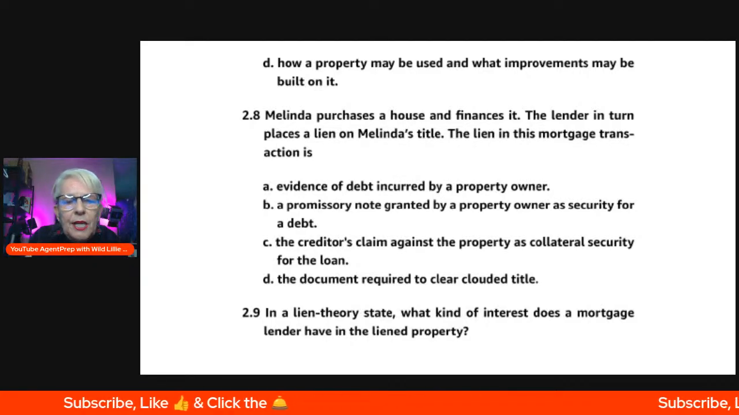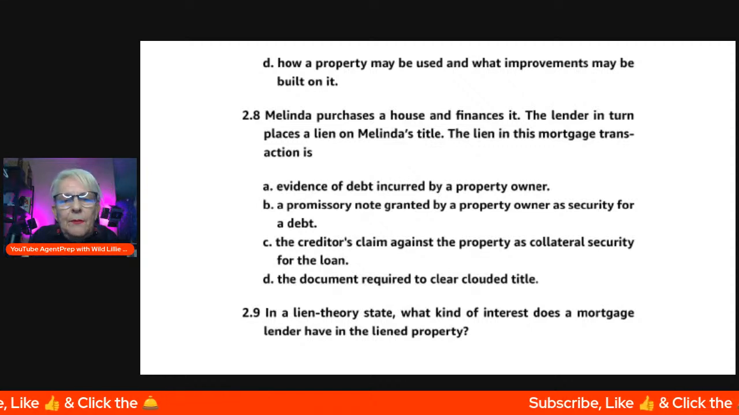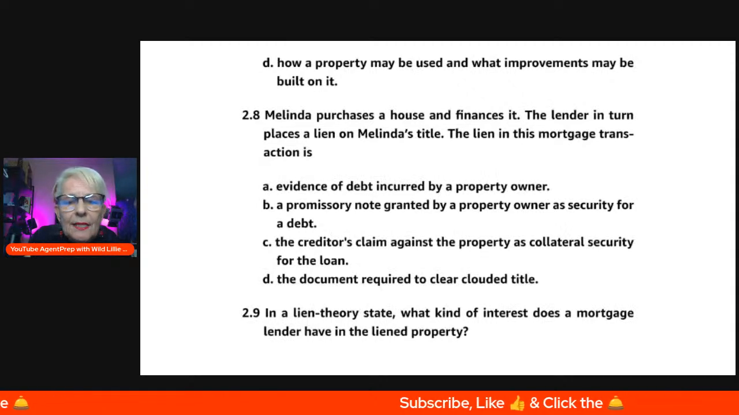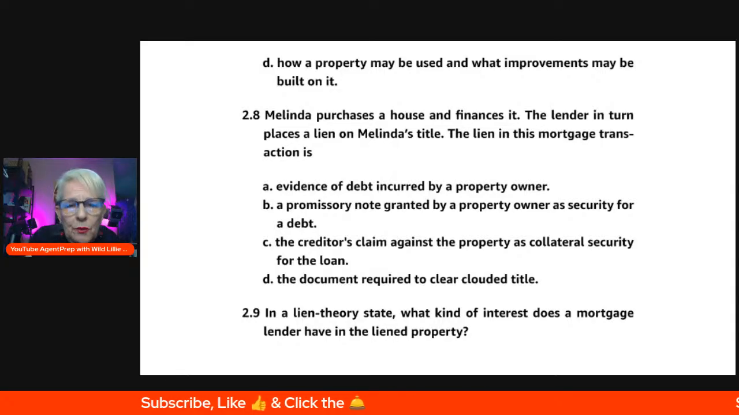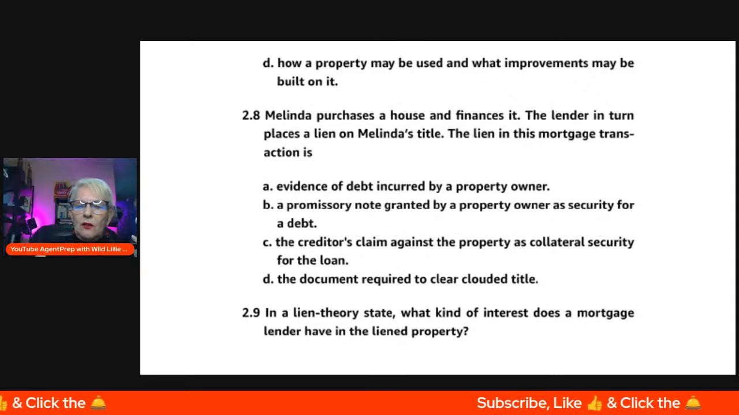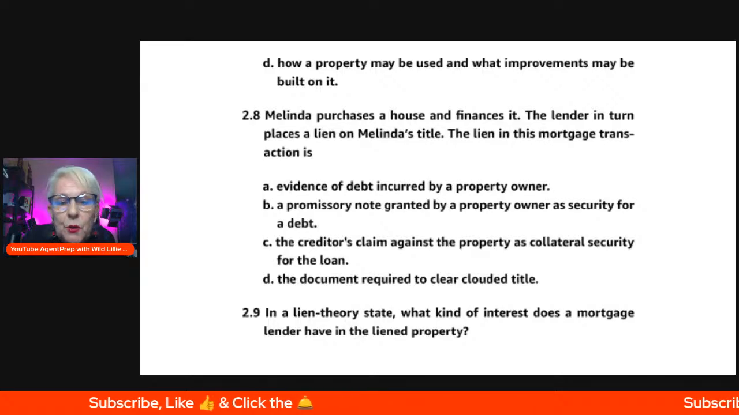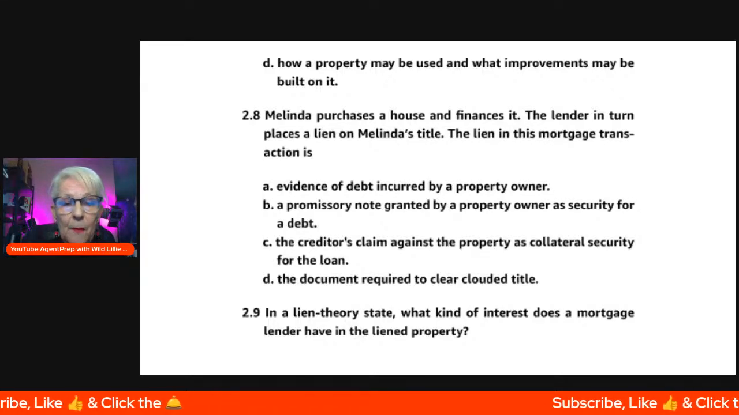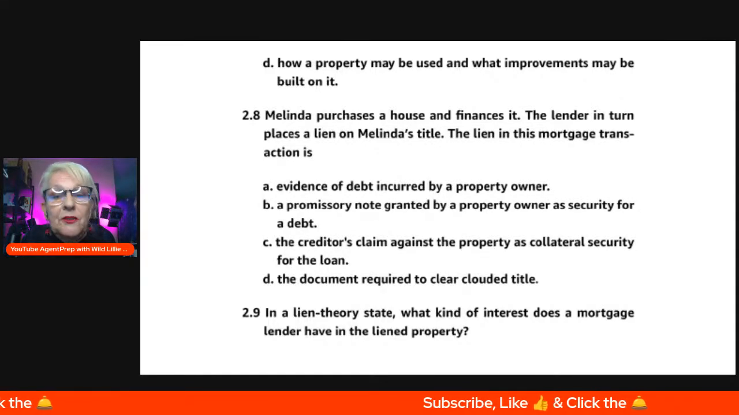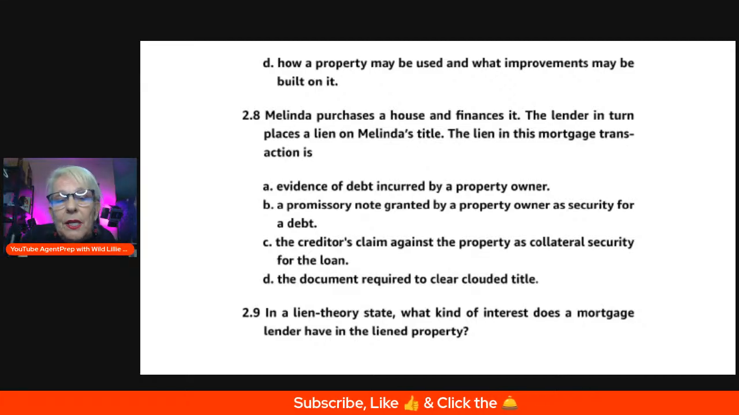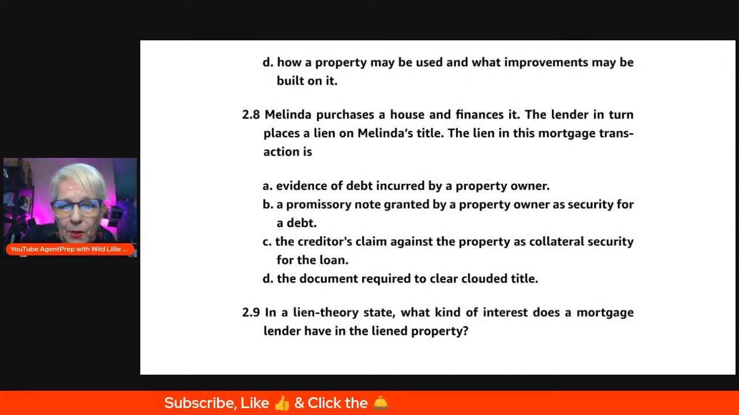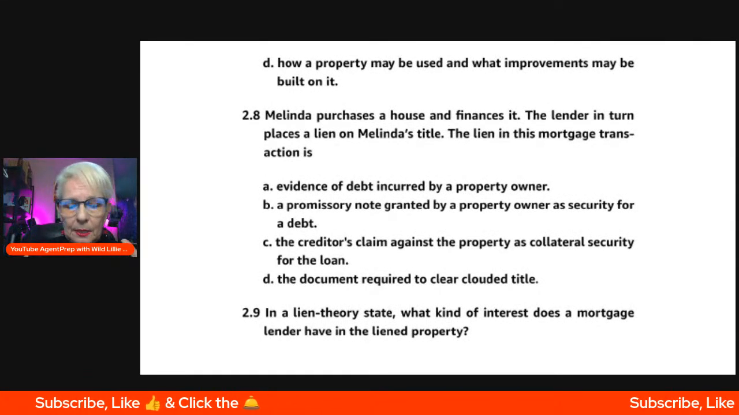The answer here is C, the creditor's claim, which is the lender, against the property as collateral security for the loan. So Melinda got defaulted on that loan and had issues paying. So the lender, depending on what state they're in, has a right to foreclose on that property or put an additional lien. Now, this can be when they first purchased the property, not necessarily being late on it.